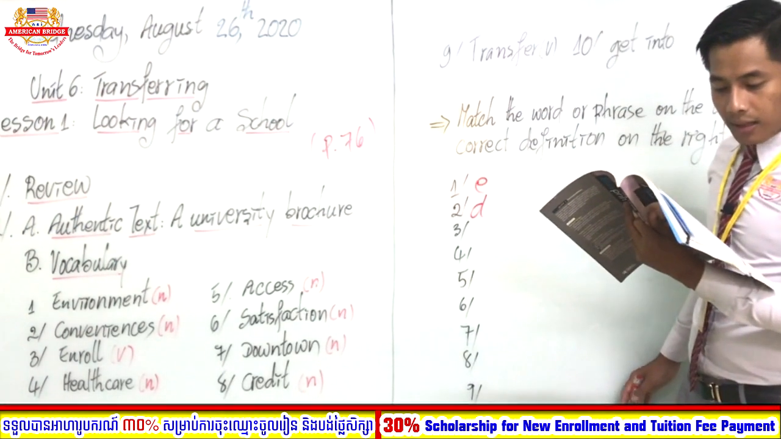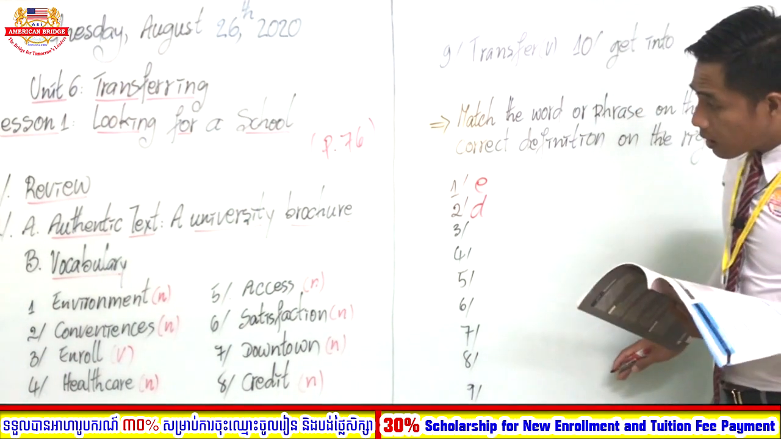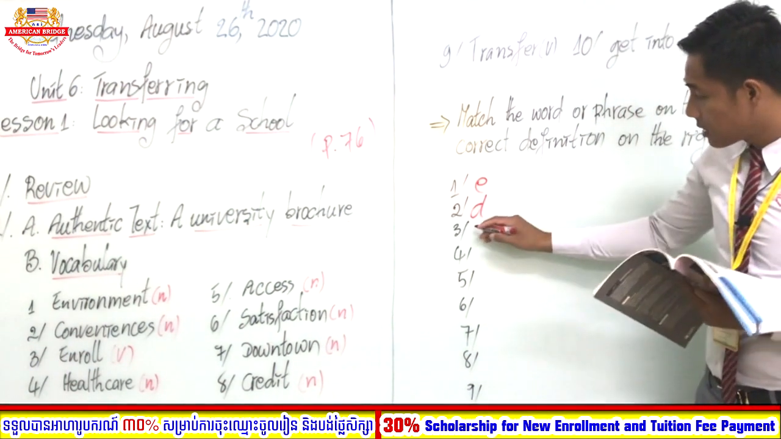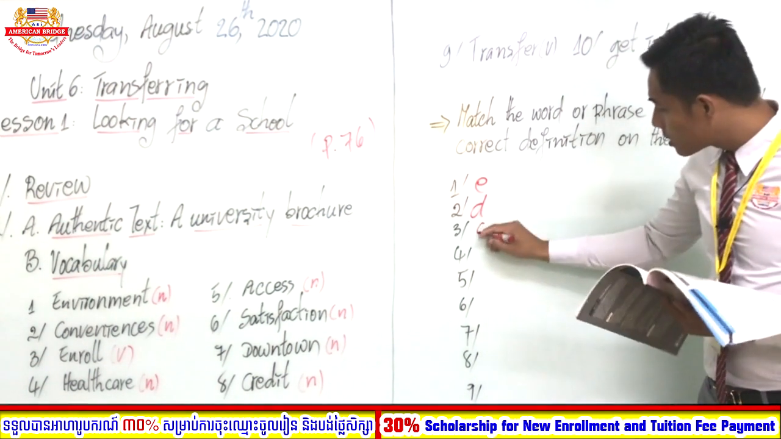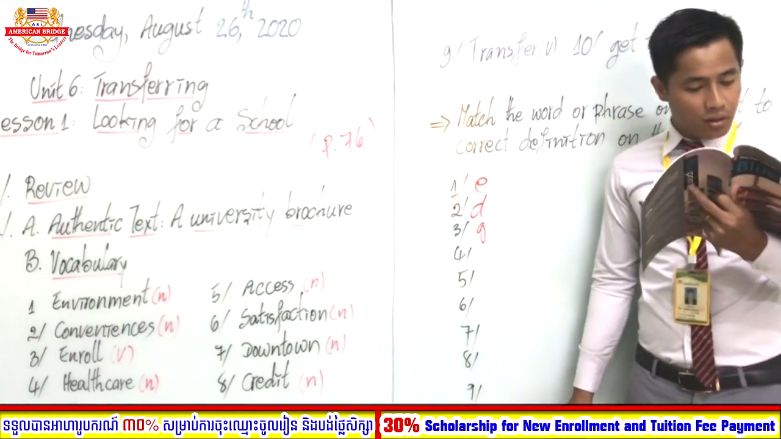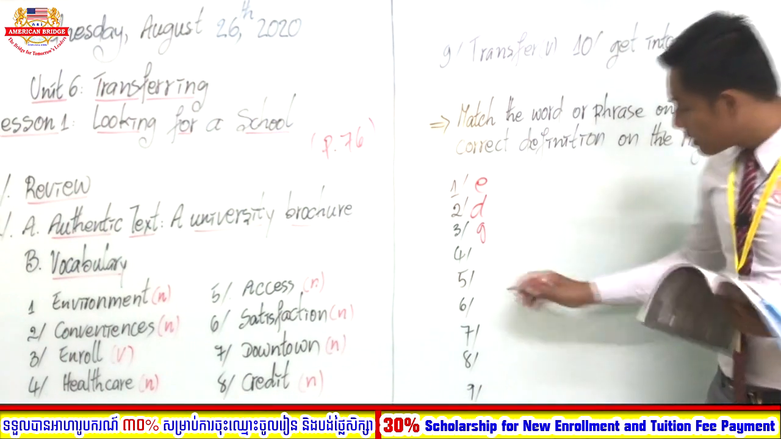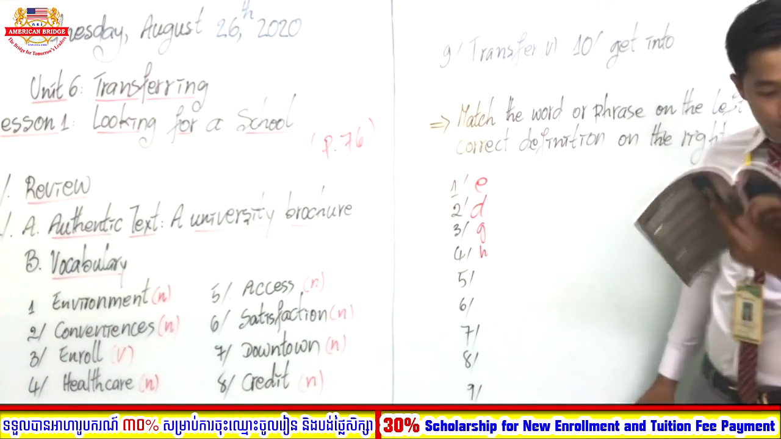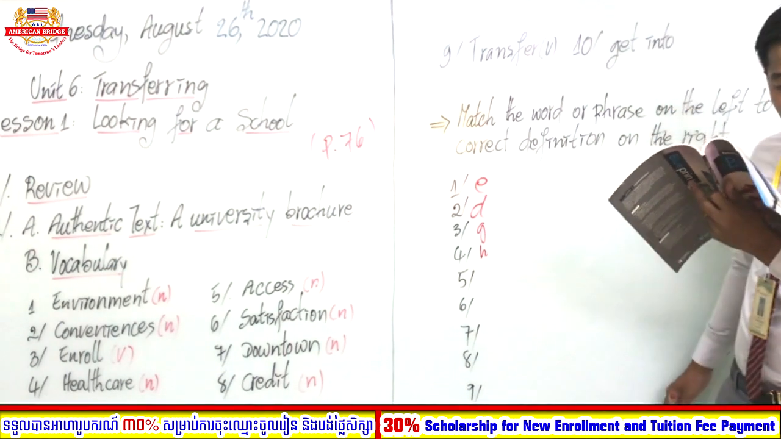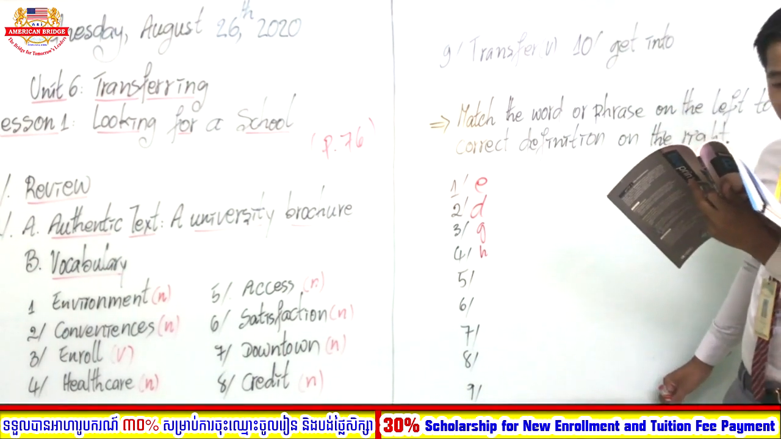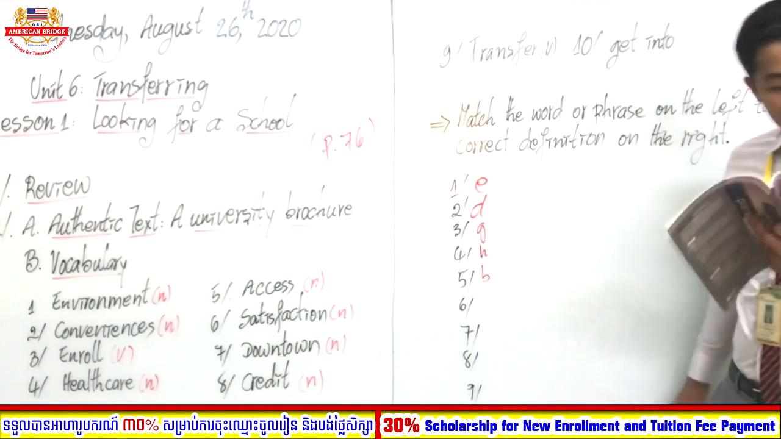Number 3, enroll. We talk about to register. So enroll over here, to register, right? It functions as a verb. To register, letter G. Okay. Number 4, healthcare. Healthcare, we talk about medicine, help. So letter H. Number 5, assist means permission to use something. So with letter B.